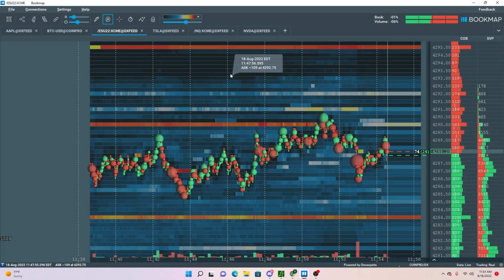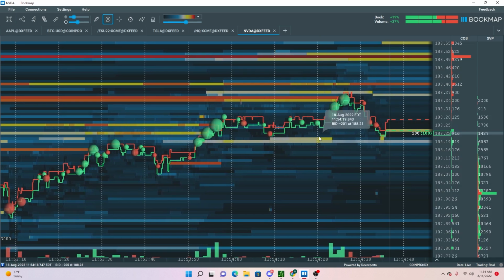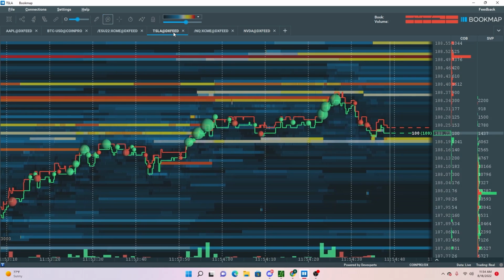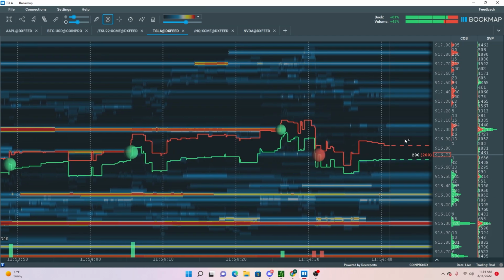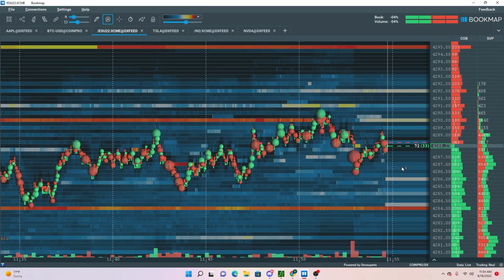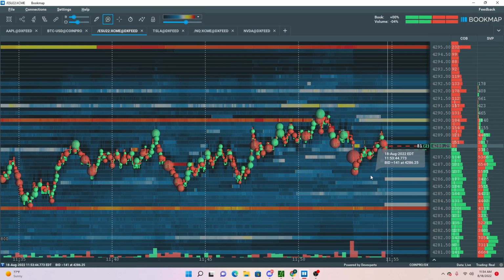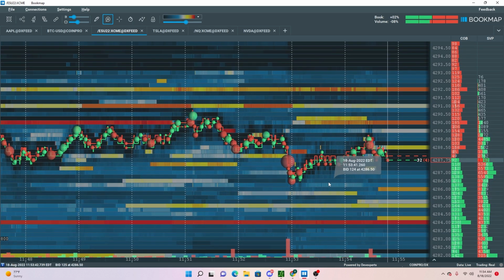So the reason is, if we look at Nvidia, we can see that this thing is kind of all over the place, or even Tesla. I mean, it looks really weird in my opinion. So that's why I like to look at the futures, especially because the market follows the futures. That's why I just prefer to look at that.